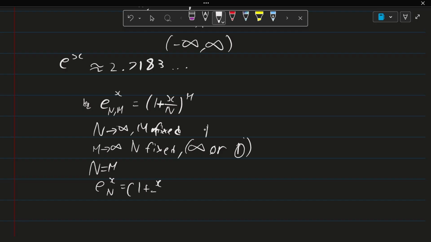But what if I state that n equals m, or that e_n of x is 1 plus x over n to the power of n, and we try to find the limit when n goes to infinity?